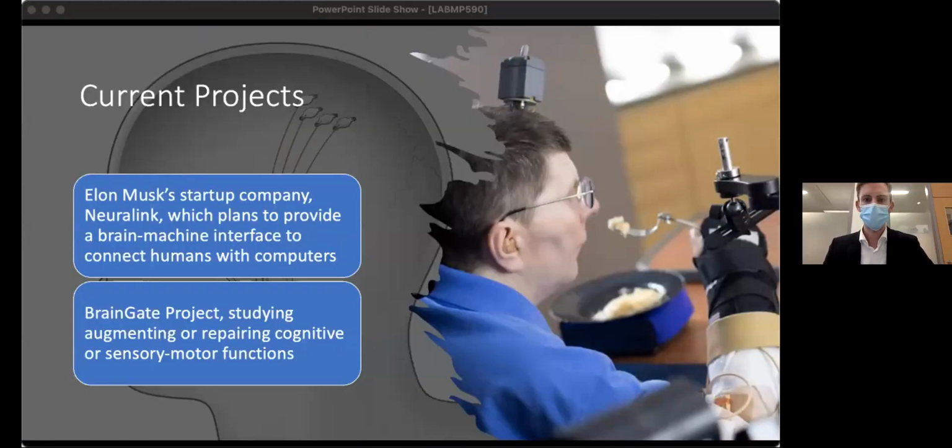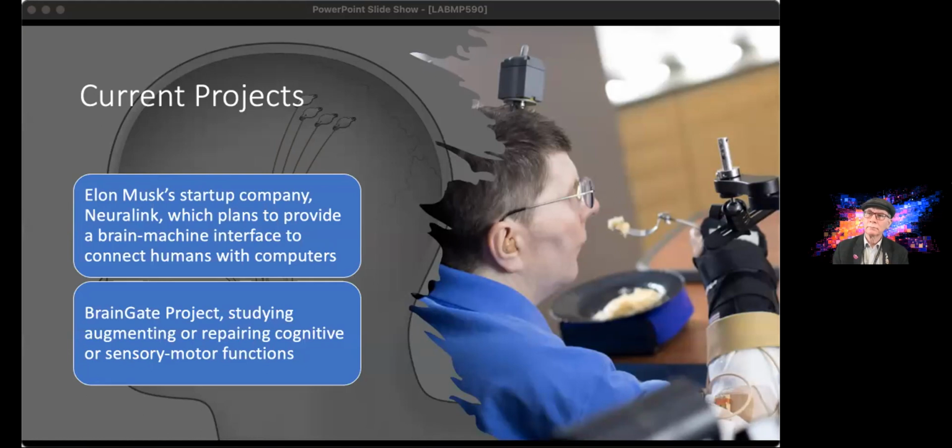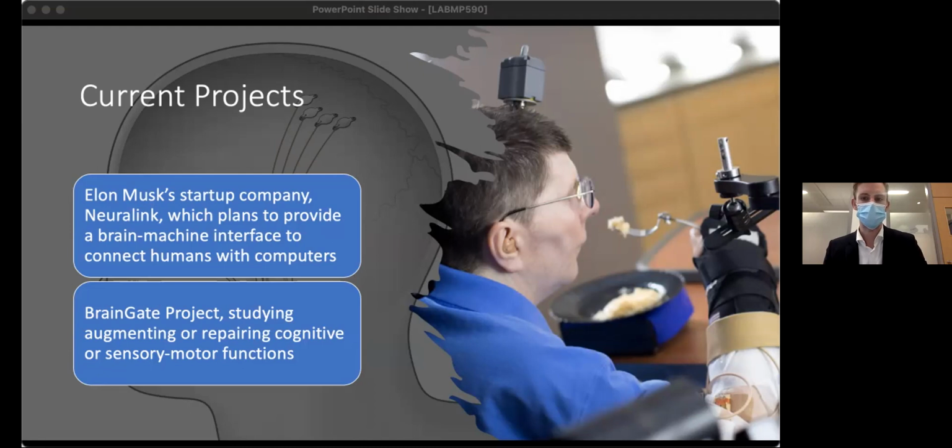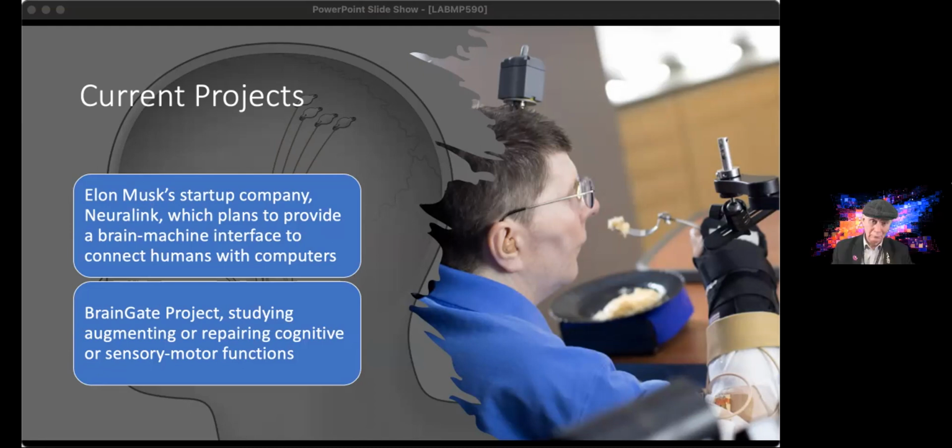Brain-computer interfaces have recently received widespread attention in the media due to the announcement of Elon Musk's startup company, Neuralink, which plans to provide brain-machine interfaces to connect humans with computers. BrainGate of Cybernetics is a current BCI that acts as a communication device which converts the activity of the central nervous system into a signal that can be utilized in order to perform a variety of tasks, including augmenting or repairing cognitive or sensory motor functions.